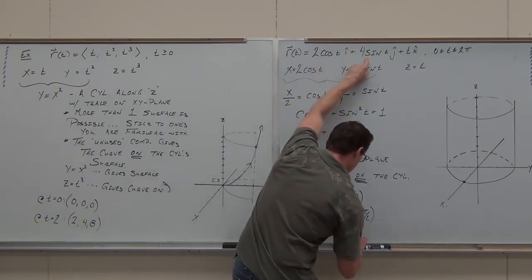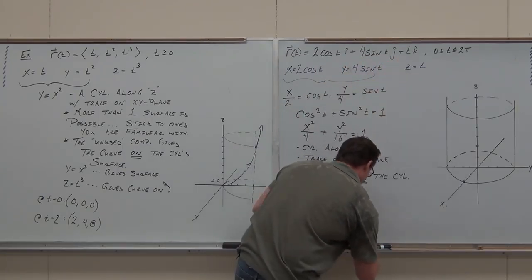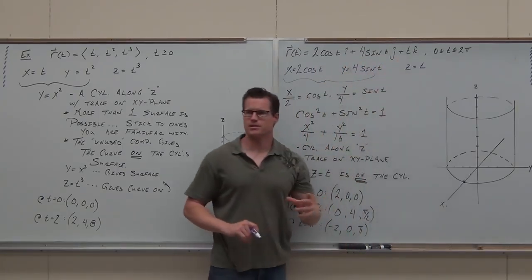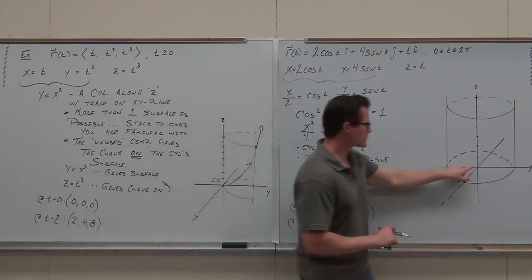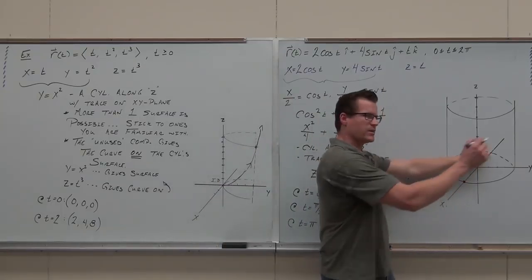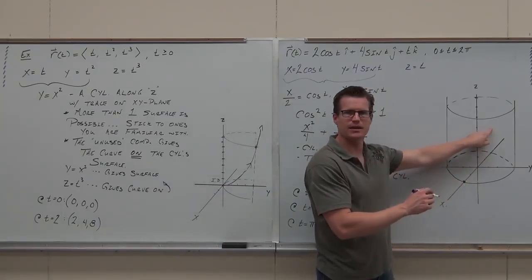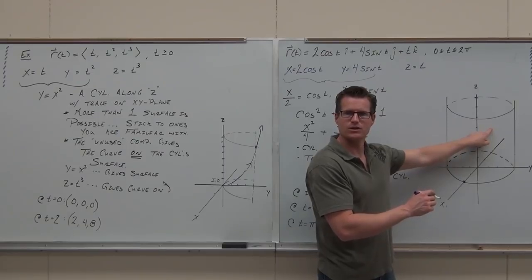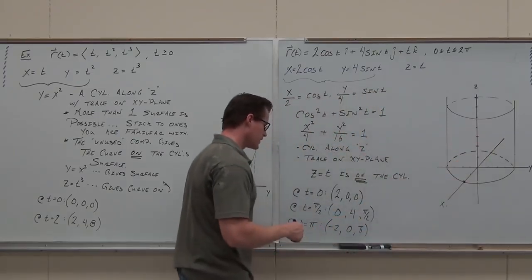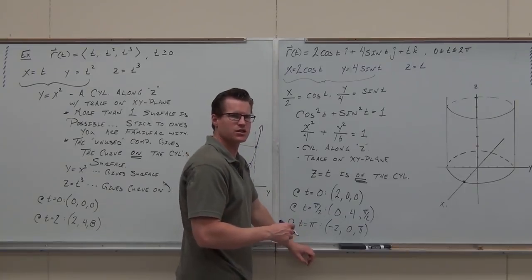Sine of pi is 0, and z is pi. Are these values making sense to you? Let's see if that's on the cylinder. Here's -2. Y, I'm not moving. Z, I'm on the back side of that cylinder. You guys see what's happening? And the last one I'd plug in, I'd probably just plug in 2 pi, just to see what happens.